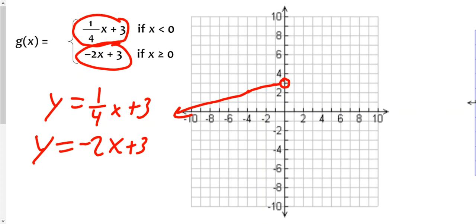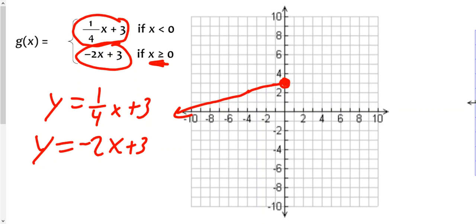However, in this particular case, you're going to see the second part is for when x is greater than or equal to 0. So now this includes when x equals 0. Notice that the y-intercept is the same. The y-intercept here is 3, so that point does turn out to be included. So probably best I should have done what I just did there, which is start with the open circle, but then fill it in so it's included.